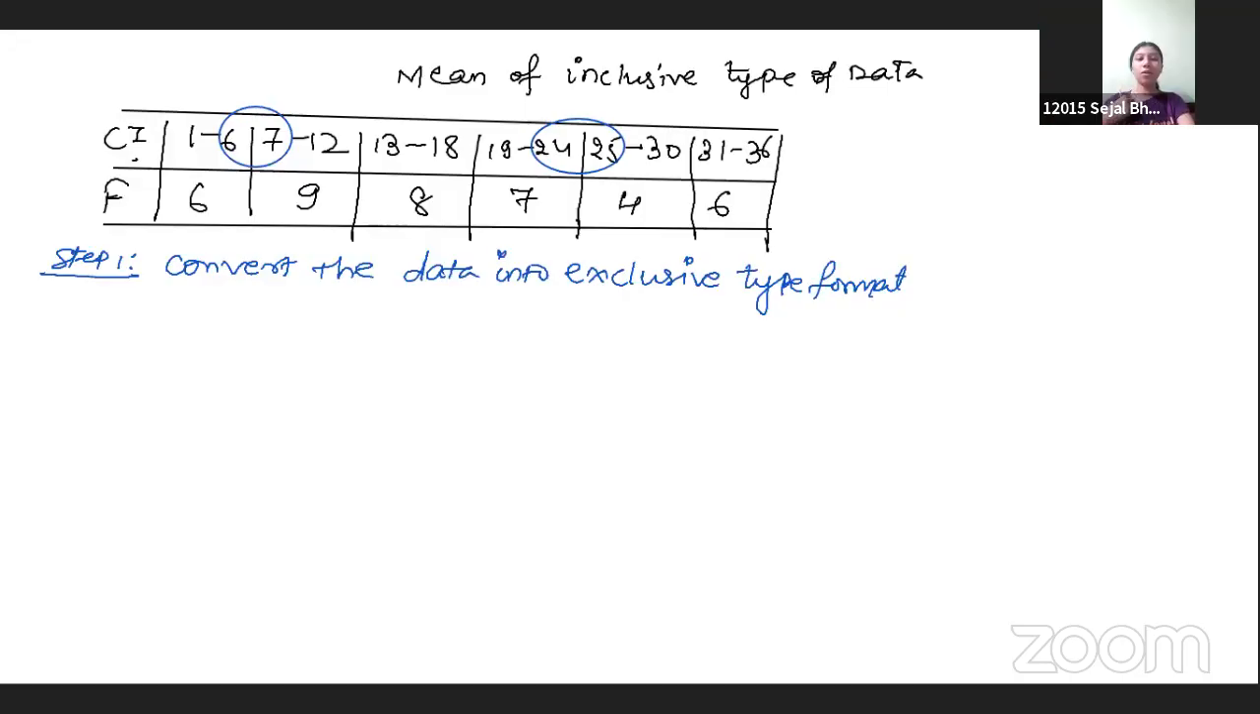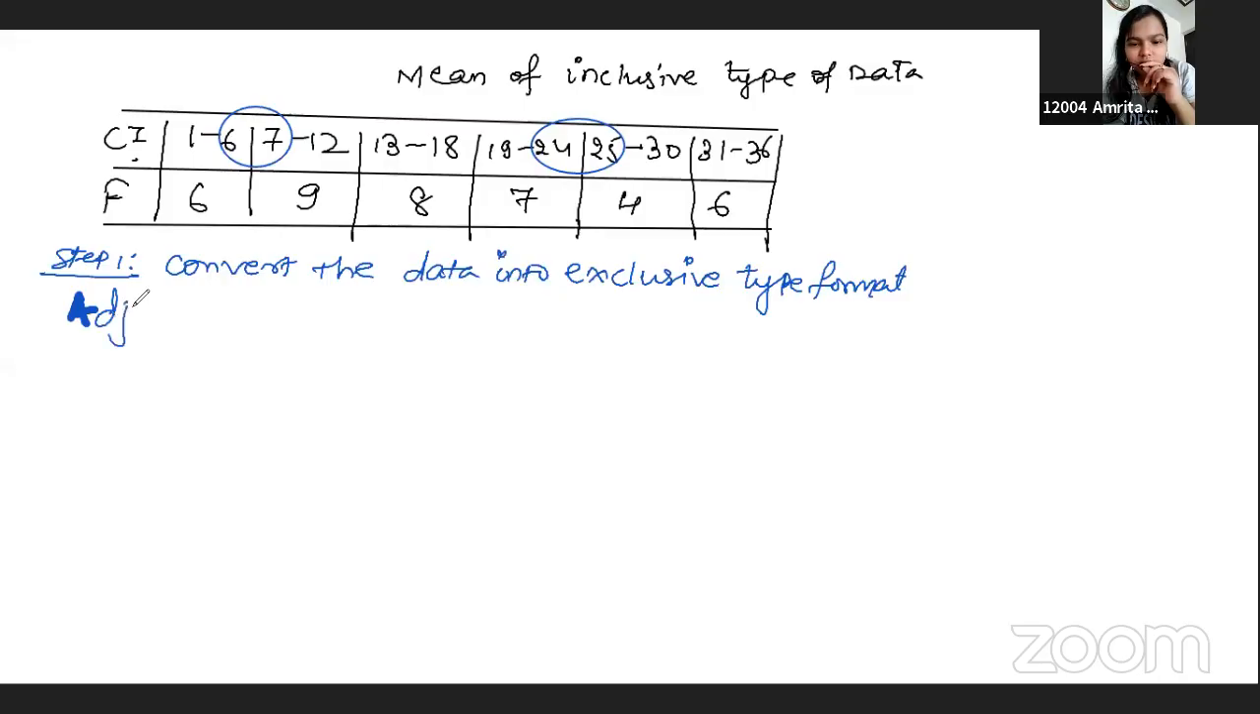We have to convert the upper limit of the class and the lower limit of the succeeding class to the same numbers. So what is the step? How do I go about it? So we find the difference between the upper limit and the lower limit and then divide it by 2. Yes, Samrita? Yes, sir. How do I go about it?